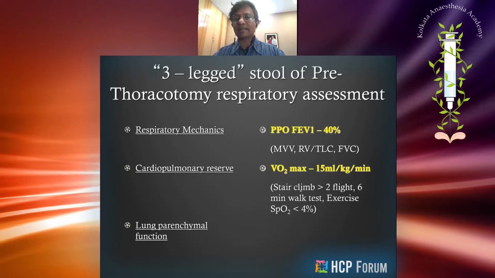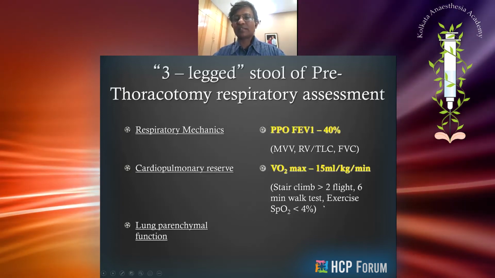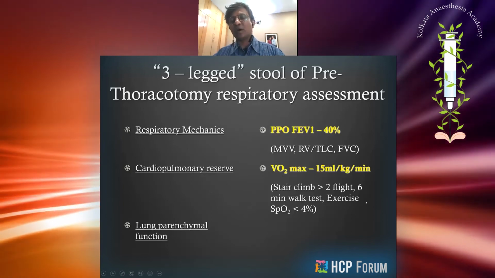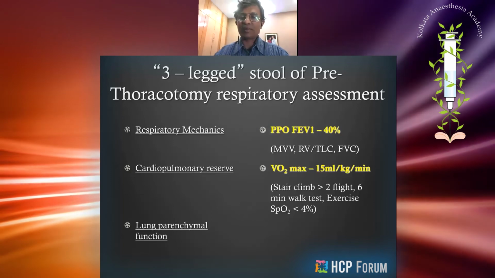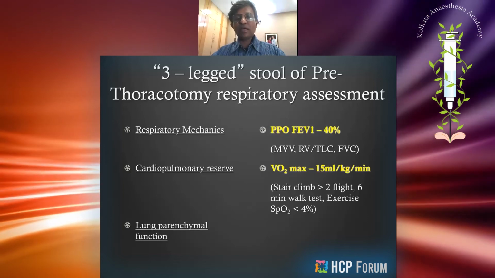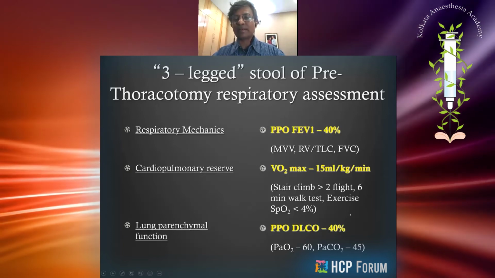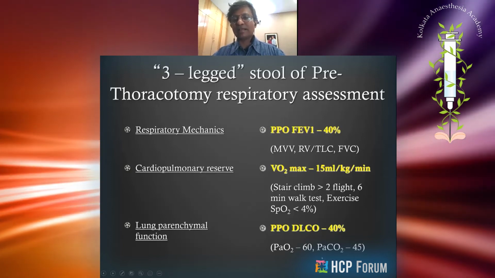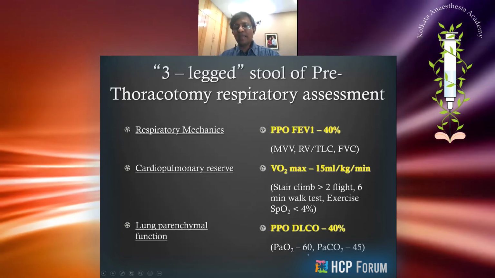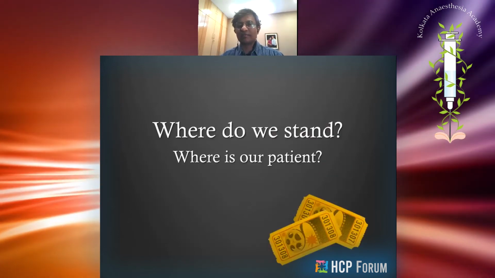If you can't get it, at least a stair climb test, where you can climb 2 flights of stairs, or a 6-minute shuffle walk test. The person can go through that without a fall in SpO2 of more than 4%, so it should be less than 4%. And in the lung parenchymal function, the predicted postoperative DLCO should be 40% or more. If you can't get through, you should at least ensure that the PCO2 should not be greater than 60, and the PO2 should not be less than 45.